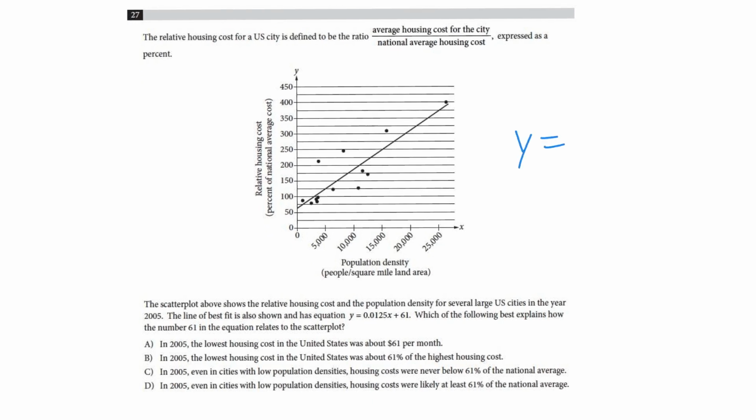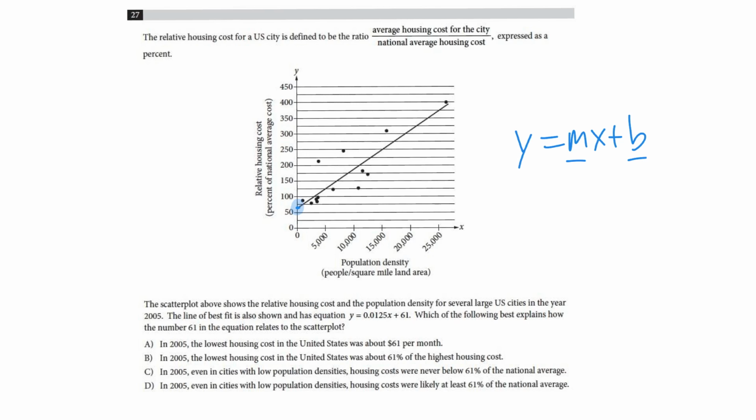y equals mx plus b. Remember that m is the slope, b is the y-intercept. 61 is going to be the y-intercept right here. Okay, let's highlight that. It's going to be this y-intercept. All right, so A, in 2005, let's see. In 2005, the lowest housing cost in the United States was $61 per month.